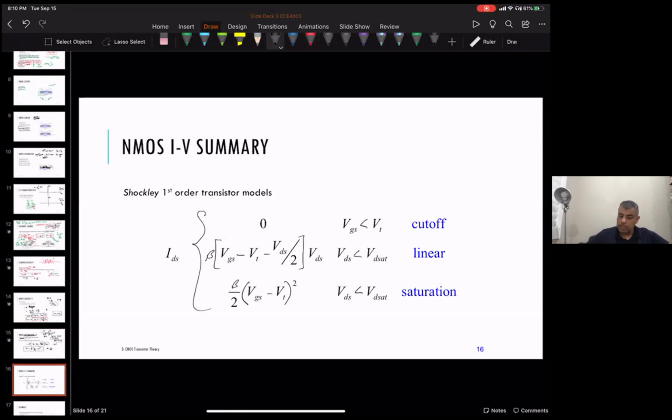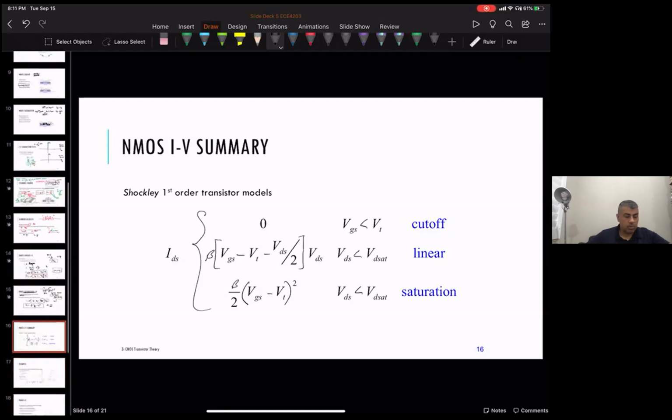Okay, so this is the important thing we should remember, a summary of these currents we worked out in the previous slides. We have three modes of operation. First, the cutoff mode, where the transistor is just off. When the gate source voltage is below the threshold voltage, at no point is the channel in inversion, meaning the drain and source are totally cut off from each other. So it's called the cutoff region.